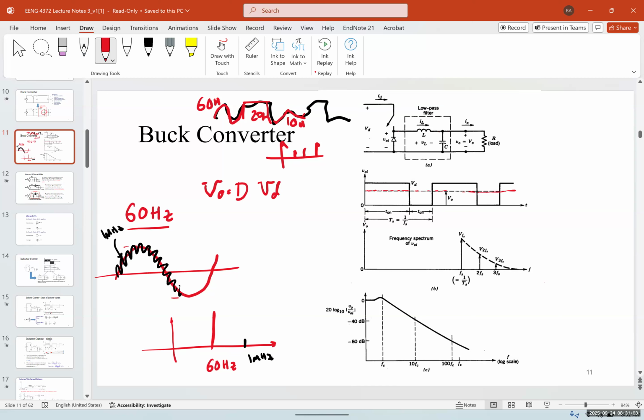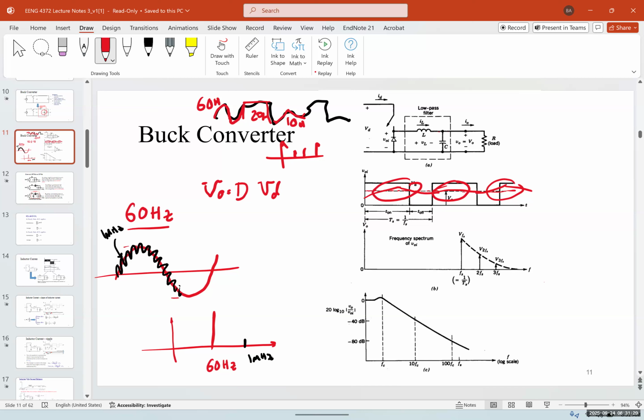Okay. Now, in a DC to DC converter, we have the same thing. We have a pulsating DC, and also we have a ripple. If I actually draw it, it's going to look something like this. It's a combination of different frequencies, and these frequencies create what we call harmonics. And the harmonics sometimes damage the system.